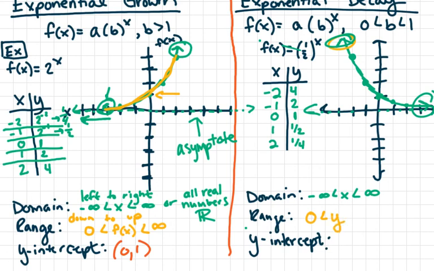Y is our variable for range, or f of x. I should be consistent. And then how far up does the graph go? Well, I'm following it up. There's an arrow, so forever and ever. And then our y-intercept, so where our graph crosses the y-axis, is still at 0, 1. So the only thing that changed here is that instead of our function increasing, now our function for decay is decreasing.